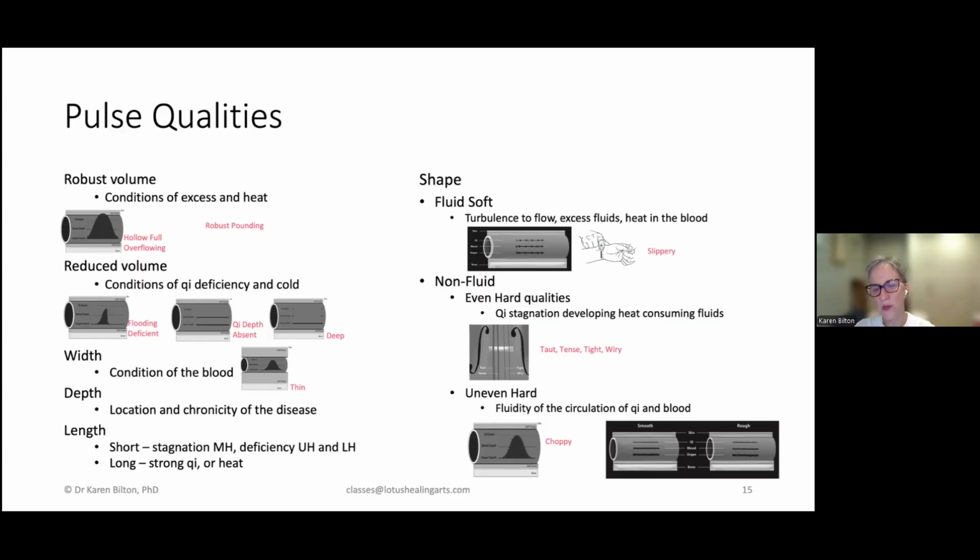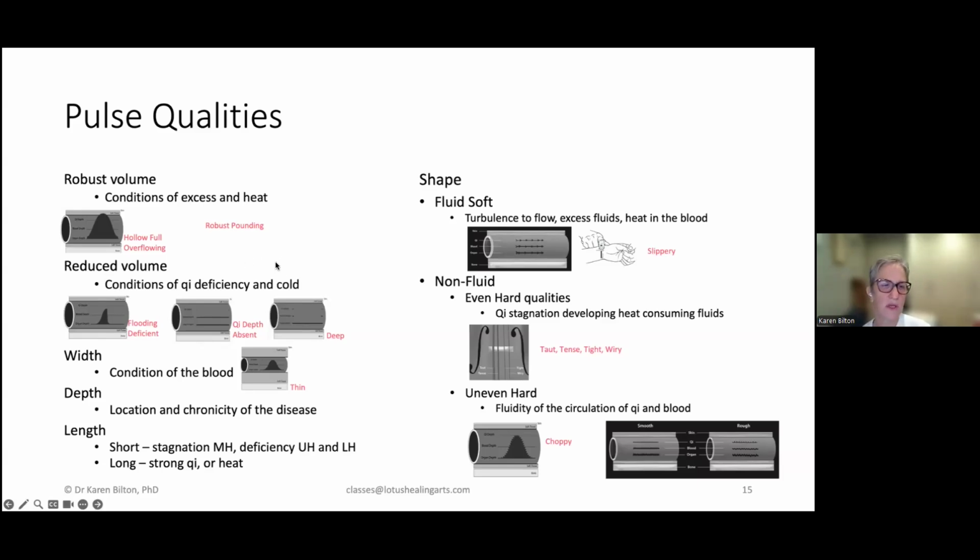It's way beyond the scope of this lecture to go into this too much, but I'll just break down the pulse qualities, how they are presented in the textbooks, the handbooks, and the big pulse book. So when we talk about volume, we have robust volume and reduced volume. Our robust volume qualities give us information of excess and heat. So our hollow flow overflowing waveform that I spoke about before is one of our robust volume qualities, where the body is clearly telling us that there's chronic heat in the blood.